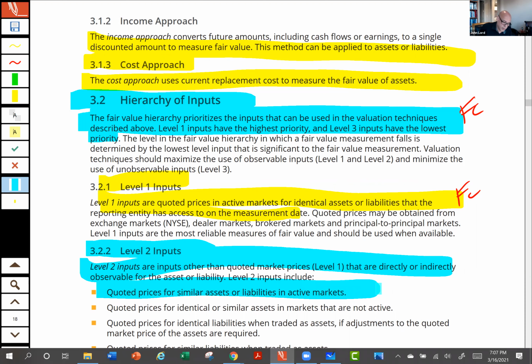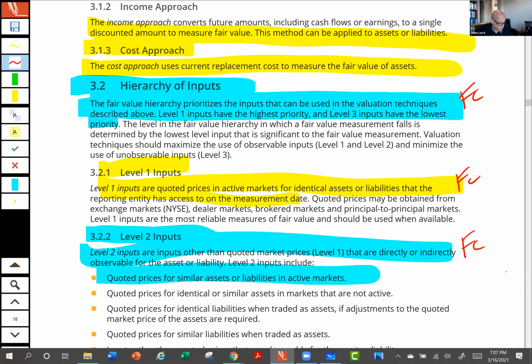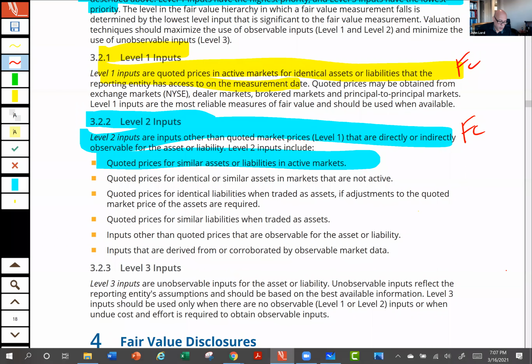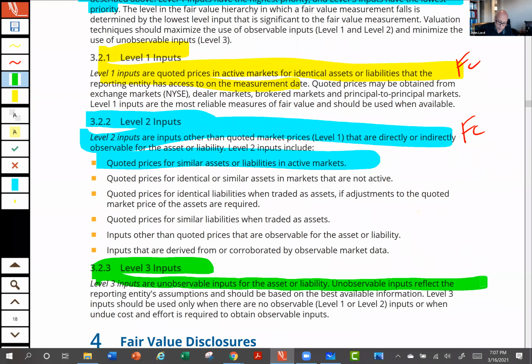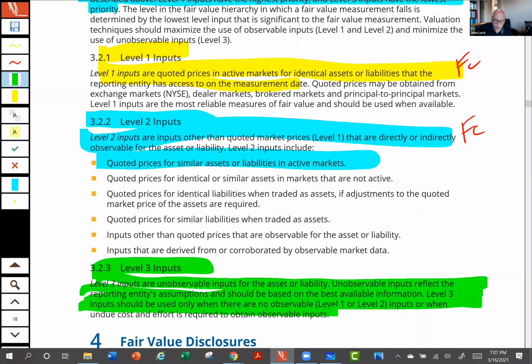Since there are no level one, I'll use level two. Okay, you don't have level one, you don't have level two. Your last resort is what? Level threes, and you look at unobservable inputs reflect the reporting entity's assumption and should be used as a best available information. And you only use level three when there are no observable level one or level two inputs. Okay. All right, good. Flashcard that.